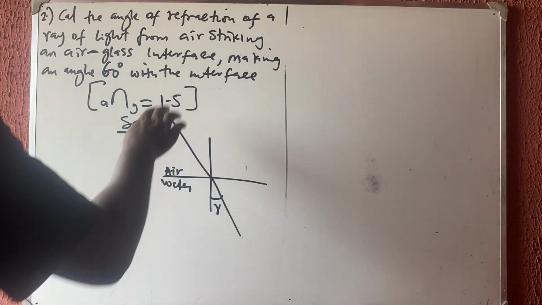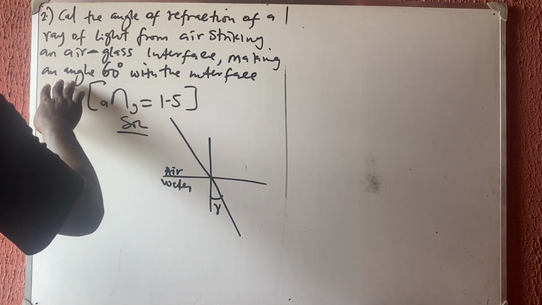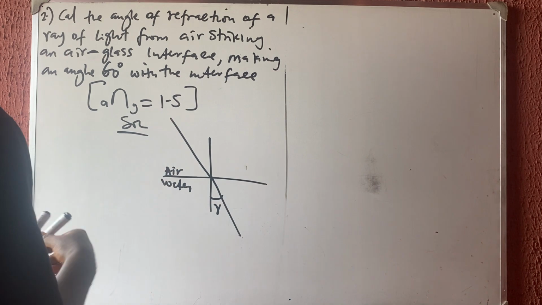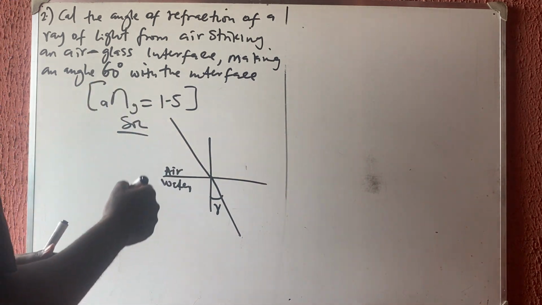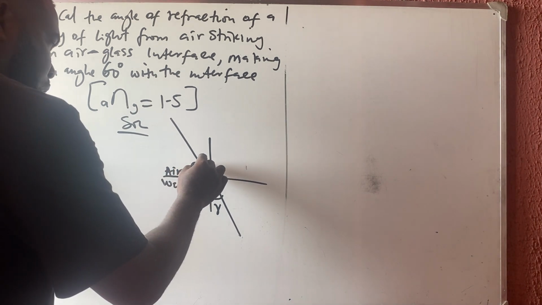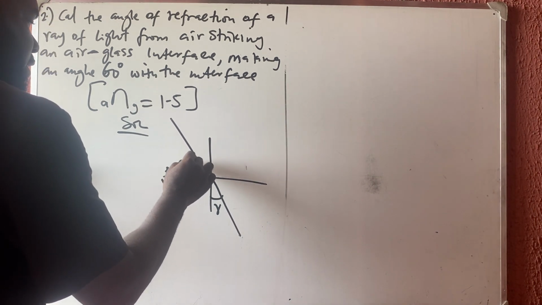Then I said that it is making an angle of 60 degrees with the interface. Please, very, very important, the incident ray is making an angle of 60 degrees with the interface, and not with the normal. This is the interface, 60 degrees.